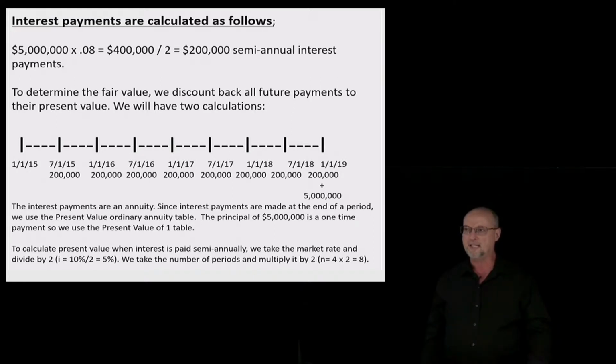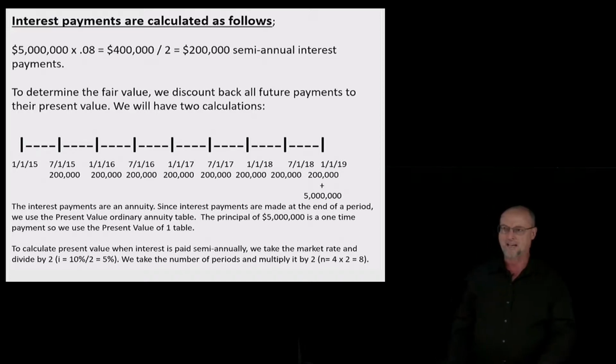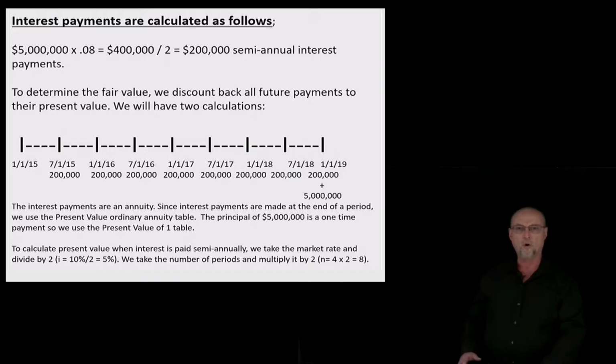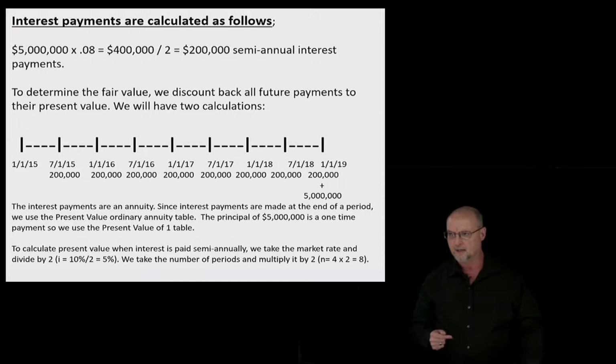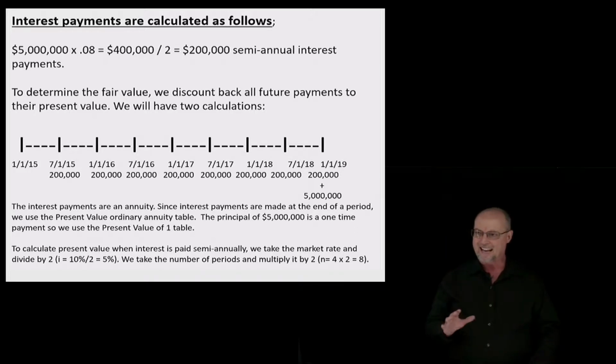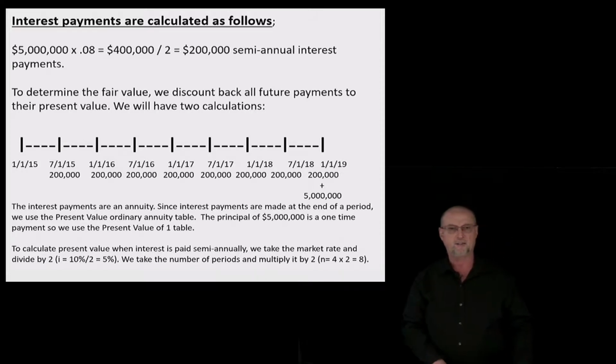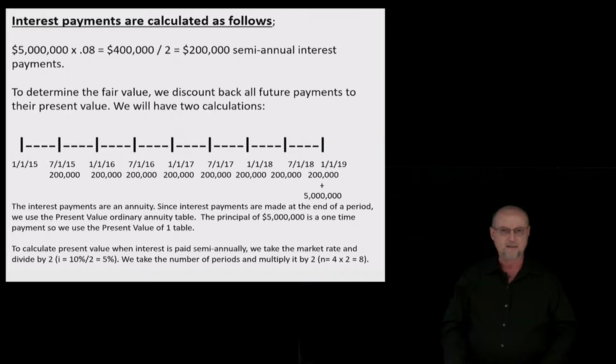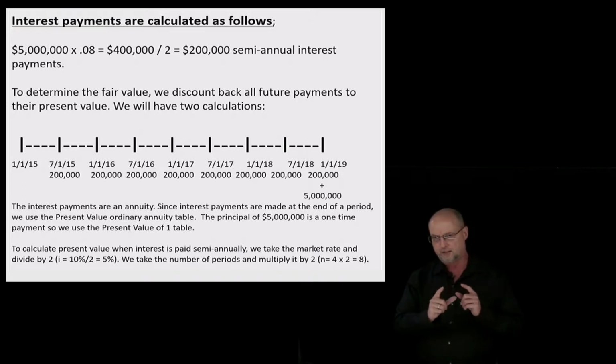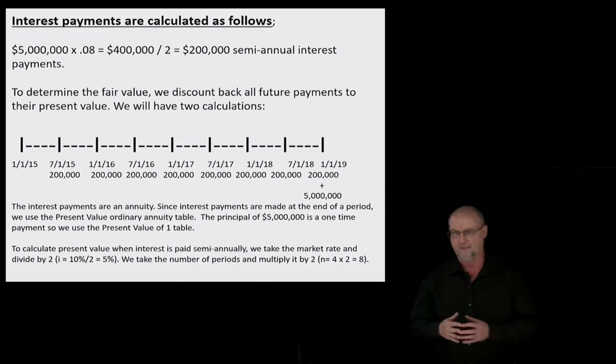Now, to calculate the fair value of the bonds, we discount back to their present value all future payments. So look at the little timeline here. Notice we have a total of 8 interest payments of $200,000. And remember, bonds pay interest at the end of a time period. And when you pay interest at the end of a time period, then you're going to use what's called the ordinary annuity tables. So we have 2 different cash flows that we're going to have to look at.